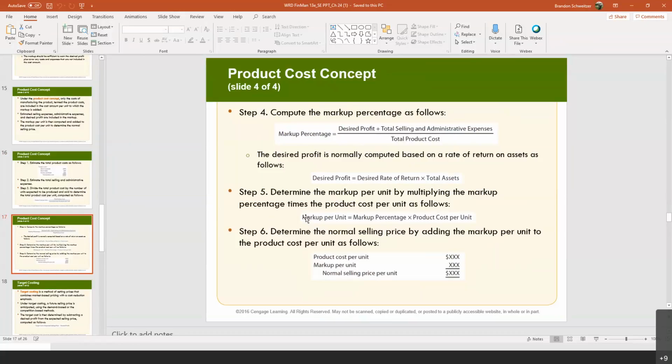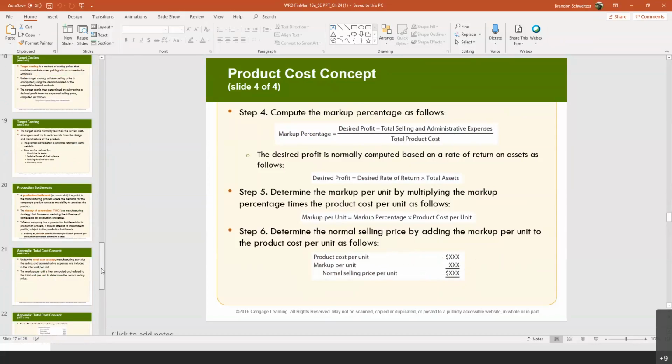And then in step 6, we determine the normal selling price by adding the markup per unit to the product cost per unit. So again, product cost per unit plus the markup per unit to get the normal selling price per unit. And that is the product cost concept. Any questions so far? Are we good? We're good? Okay.